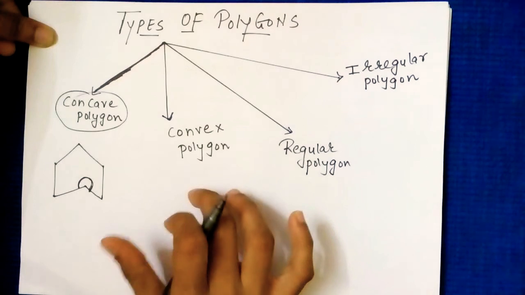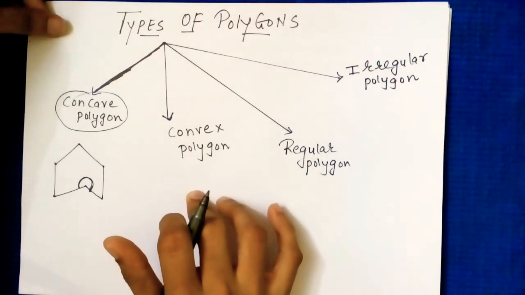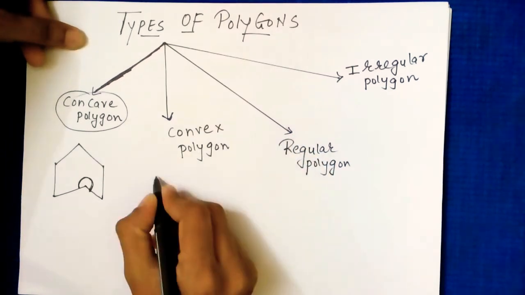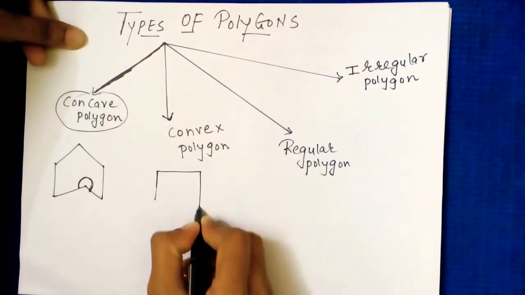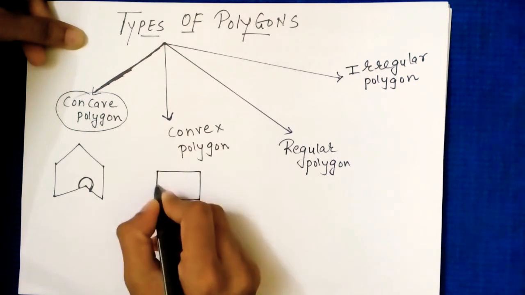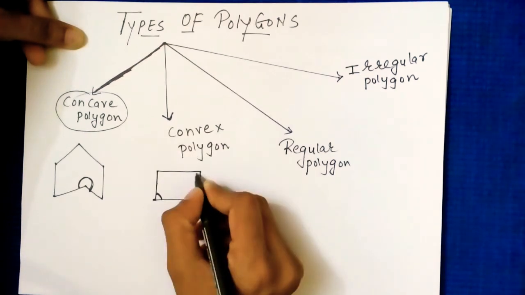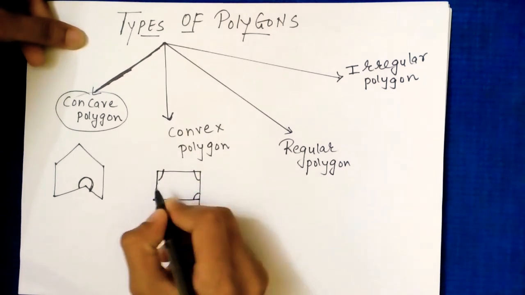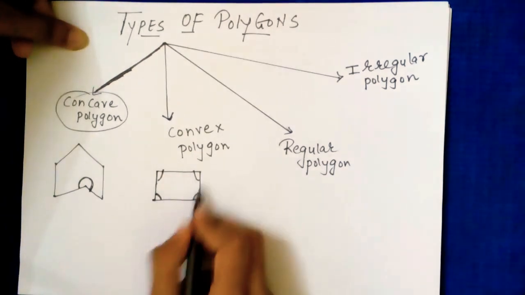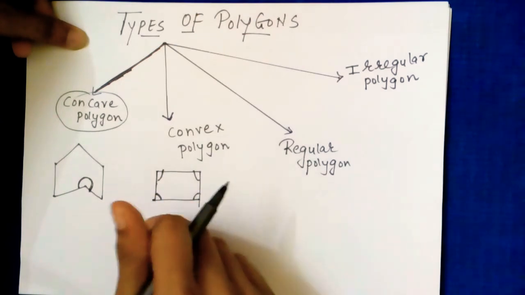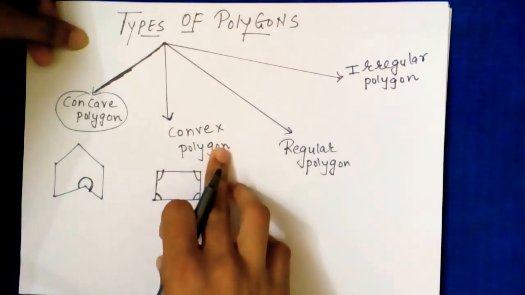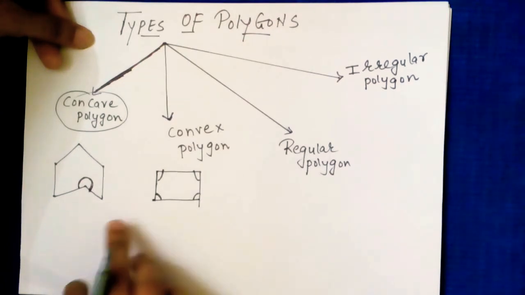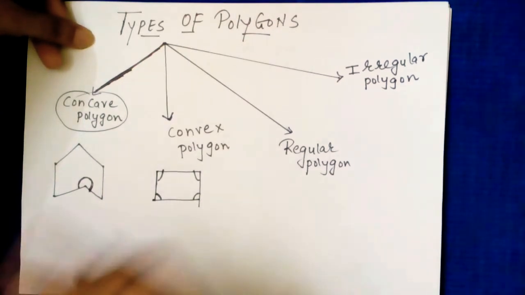Now what are convex polygons? Convex polygons are polygons in which all the angles are less than 180 degree. For example, if I take this figure, here these 4 angles all are less than 180 degree. All are less than 180 degree. So if all the angles are less than 180 degree, then such a polygon is called convex polygon. Now there are many more examples of convex polygon and concave polygon. You can take other examples also.